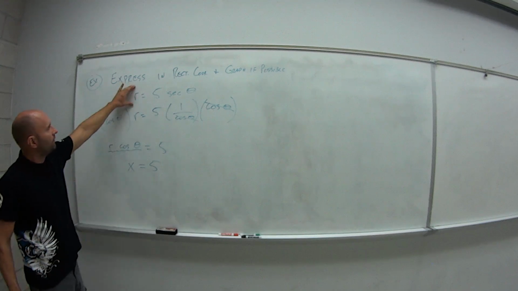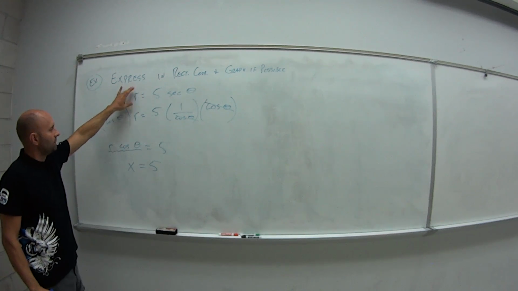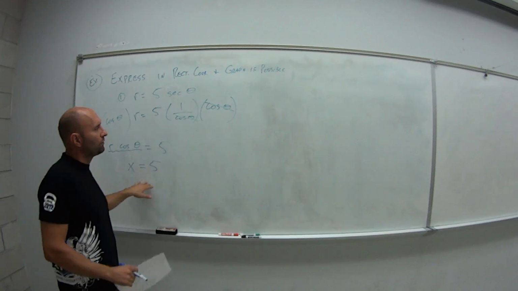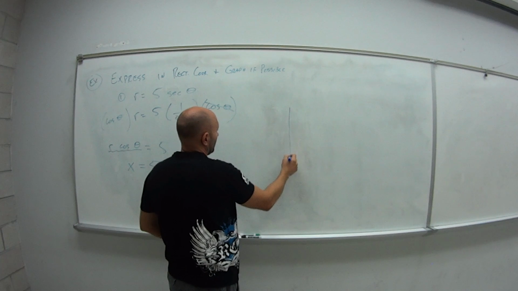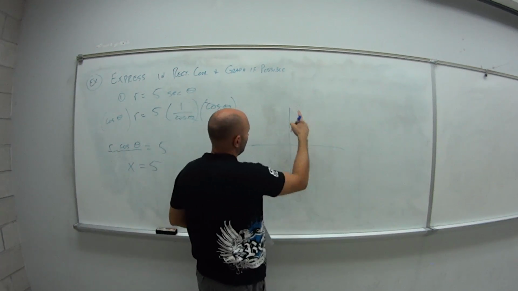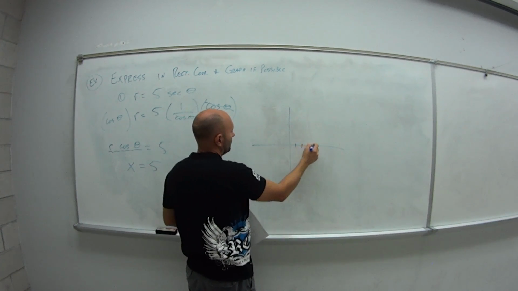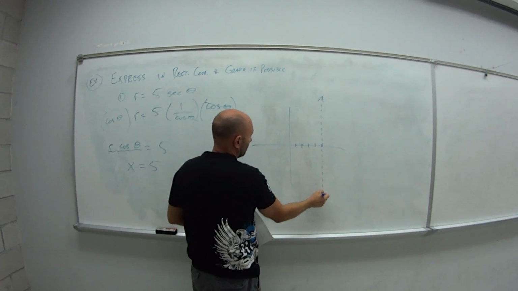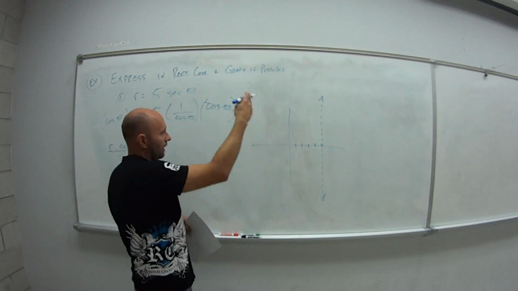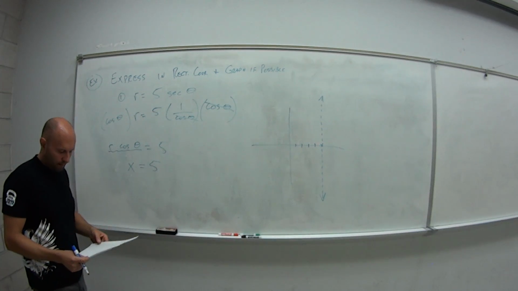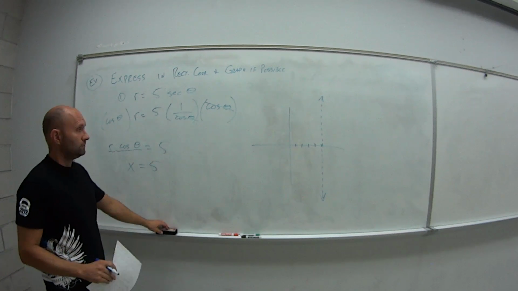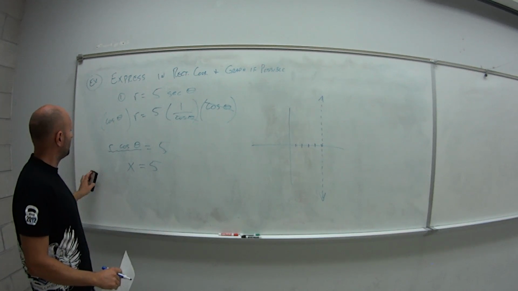So r is equal to 5 secant of theta is the same thing as saying, in the rectangular coordinate system, x equals 5. And how do I graph x equals 5? Well, I have my rectangular coordinate system, so x equals 5 is just this dotted line here. A vertical line, 5 units out along the x-axis. So that's it for example number 1.